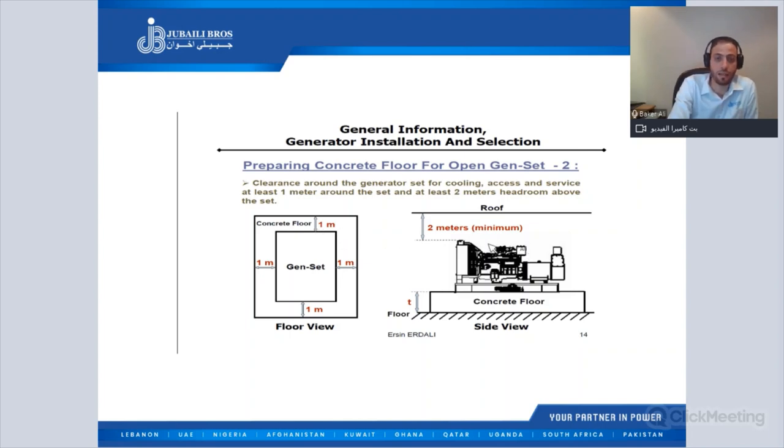And at least 2 meters headroom above the set. So above the set, we must have 2 meters also for installing the silencer and filling the coolant. This is the minimum. If we can get more than 2 meters, that is also better.